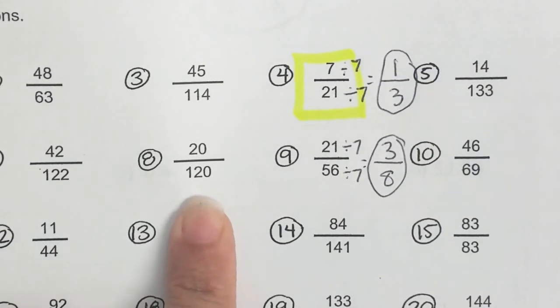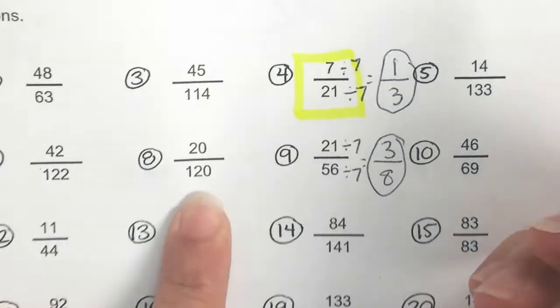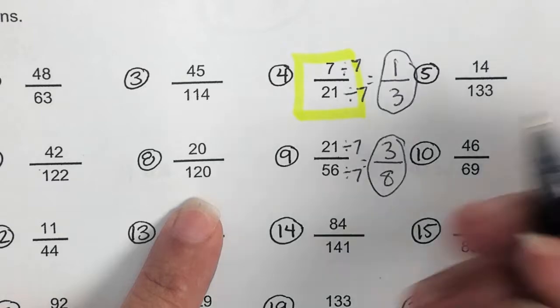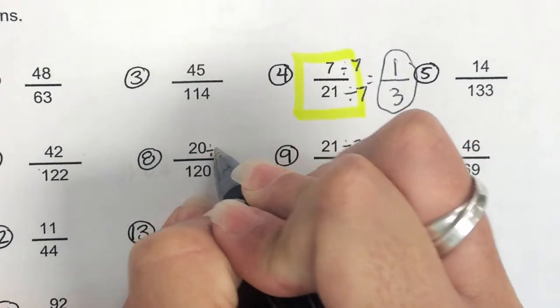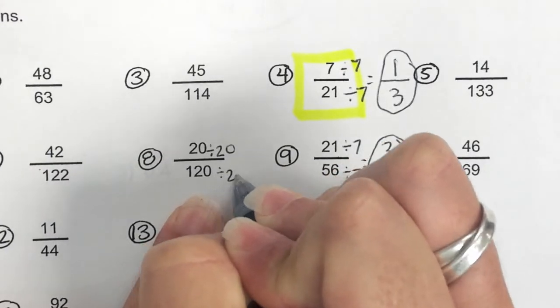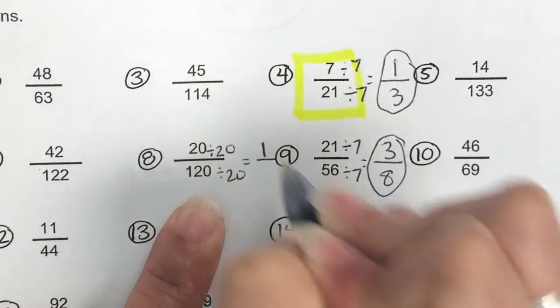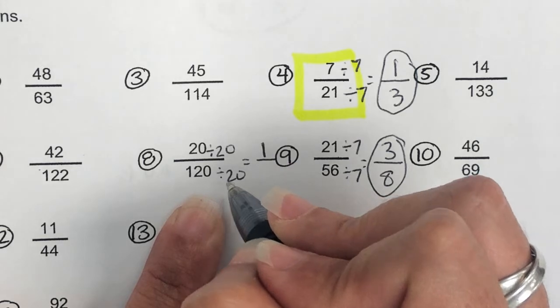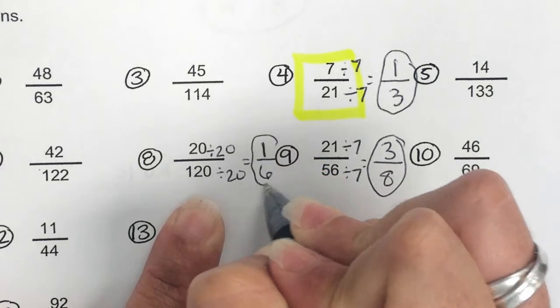Number 8 should be divisible by what? 20. 20 is the biggest. Someone could do 5 or 10. It's just 20 is the fastest. It is the greatest common factor. And remember, when simplifying, you're dividing the top and the bottom by the same number. 1/6.